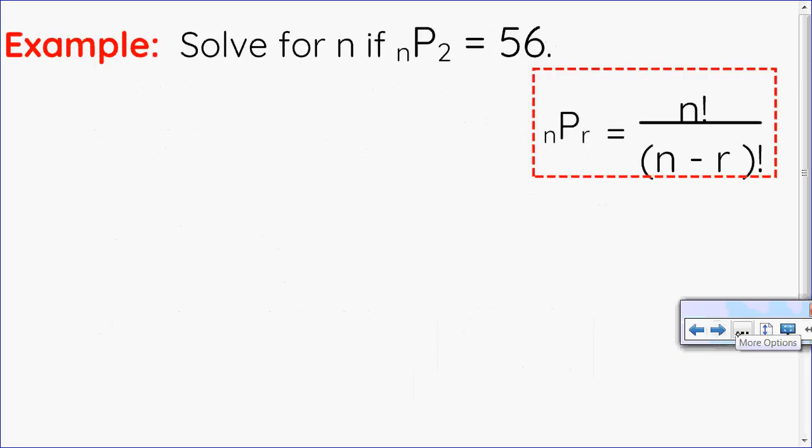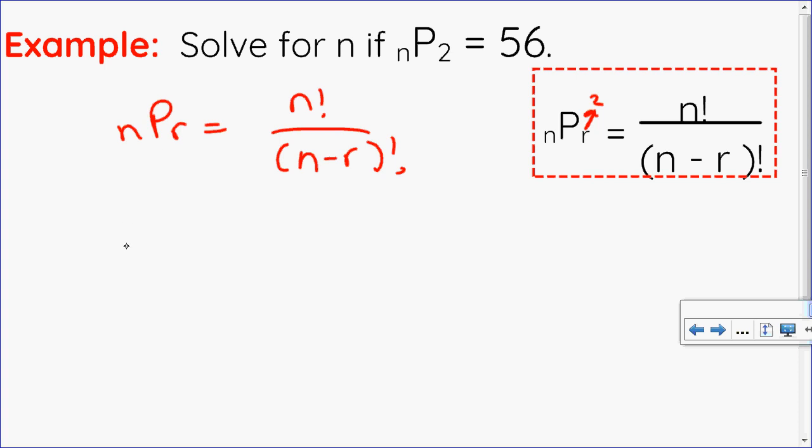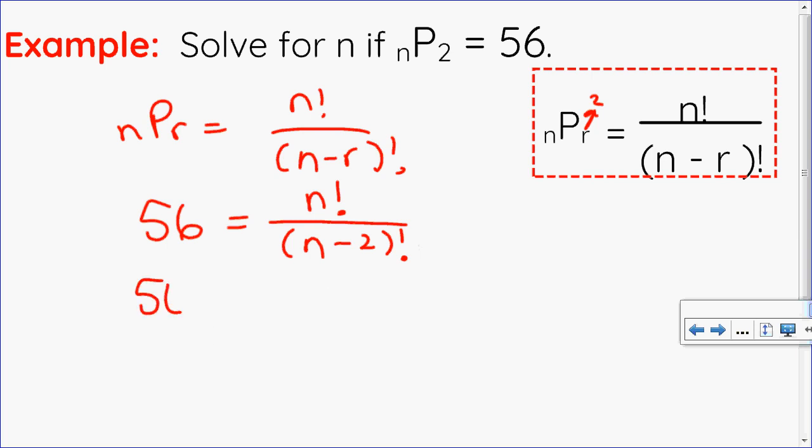So let's end with this question, using the formula and what we know about factorials to simplify it. If I want to solve for n where nP2 is equal to 56, I'll use my formula. So n, and then 2 is r. I'm going to replace r here with a 2, and I know the whole thing altogether is 56. So let me write out my formula: nPr equals n factorial over n minus r factorial. Now I know that nP2 is 56, and that's the same as n factorial over n minus 2 factorial. So I'm going to simplify this just like I did with my expressions.